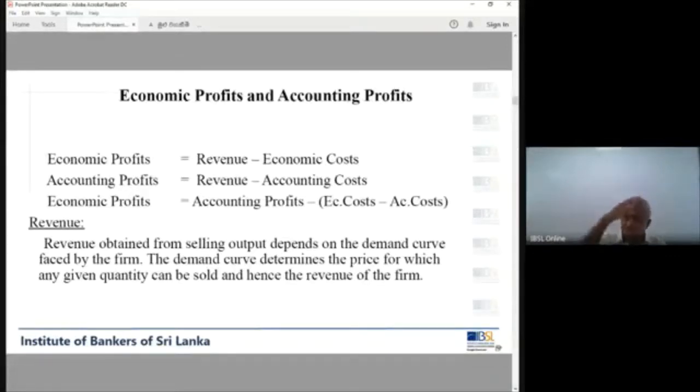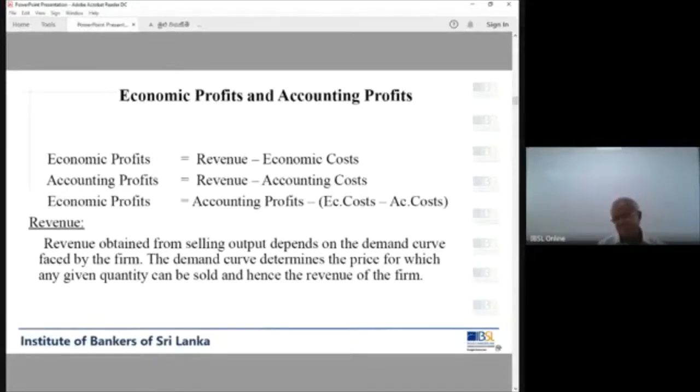That depends on the demand curve faced by the firm. The demand curve is the determinant. The demand curve determines the price for which any given quantity can be sold, and thus the revenue of the firm. A demand curve could be elastic or inelastic. If it is perfectly inelastic, whatever the price, they buy the same quantity; the quantity is fixed and the price increases. Relatively elastic, relatively inelastic. We have already discussed this, right? Anyway, the revenue depends on the shape of the demand curve.